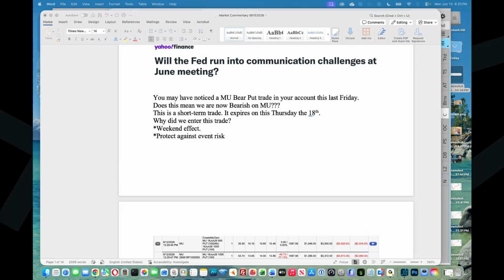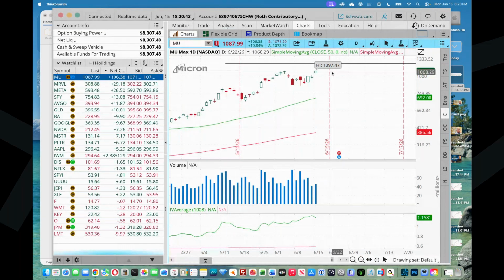Yes, so the market did have a 10% increase really quickly, and it actually went in the wrong direction for those puts that we want, because the market went up. We have puts, and the market's up almost $100 higher. So Micron closed today at 1097.47, almost $100 higher than where we entered the trade, around 1,000 on Friday.